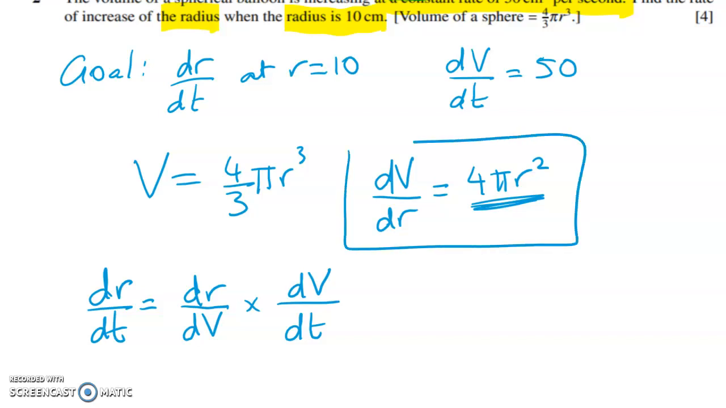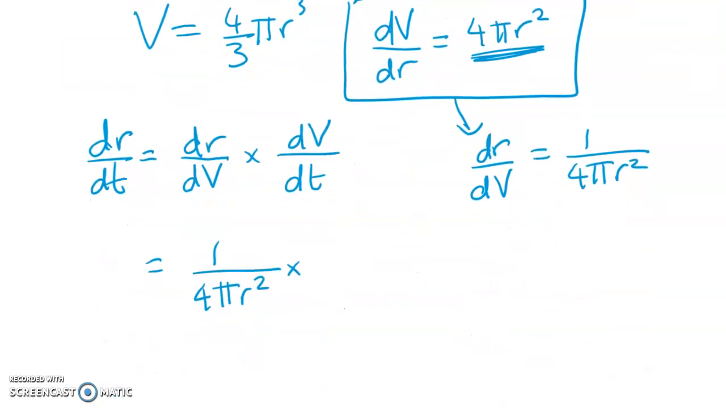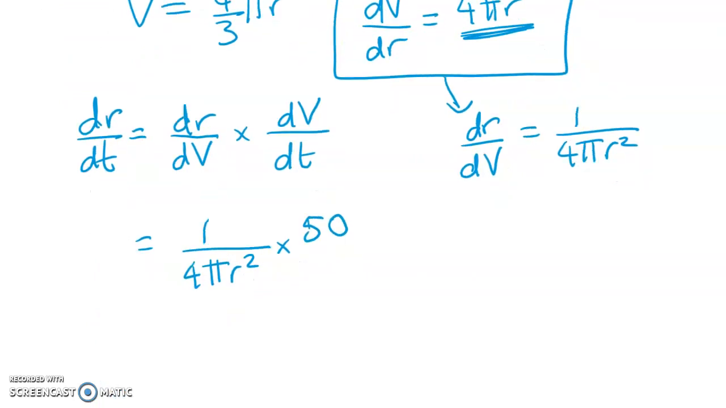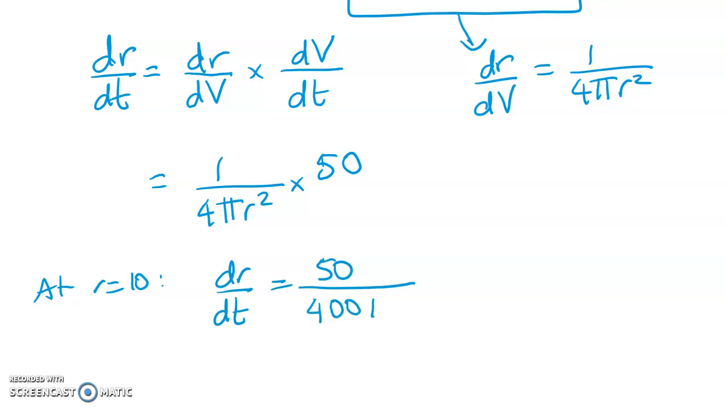So in here, what have I got? Well, I've got this, and that means that I know that dr by dv is equal to 1 over 4 pi r squared. So all we have to do now is to put those together. We get 1 over 4 pi r squared, and we were told in the question that dv by dt was equal to 50. And this is where we need to substitute in r equals 10, and we get dr by dt is equal to 50 over 10 squared, which is 100, so we get 50 over 400 pi, which is 1 over 8 pi.